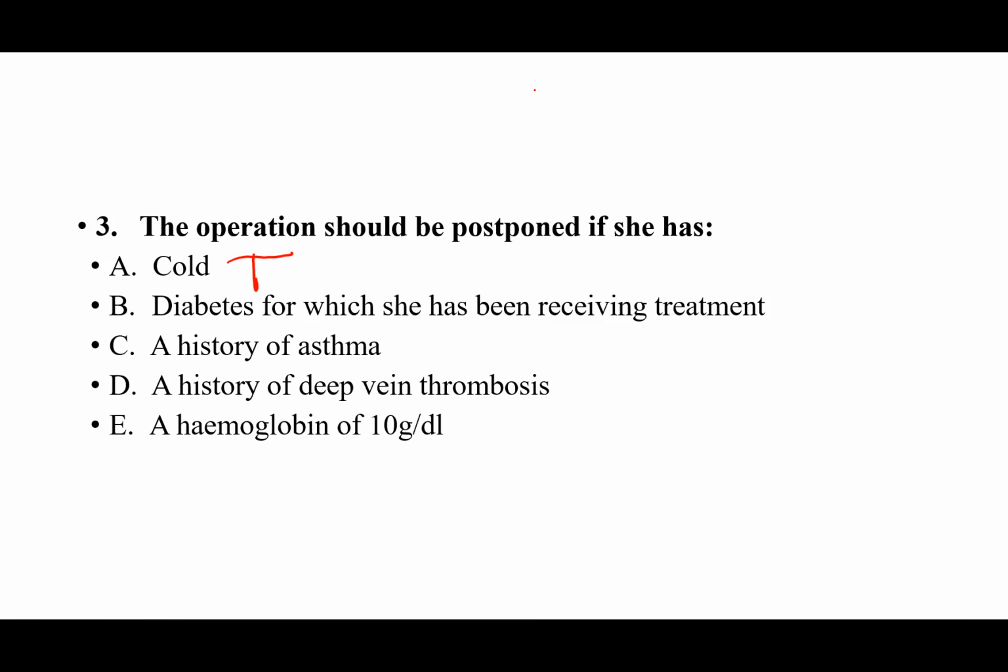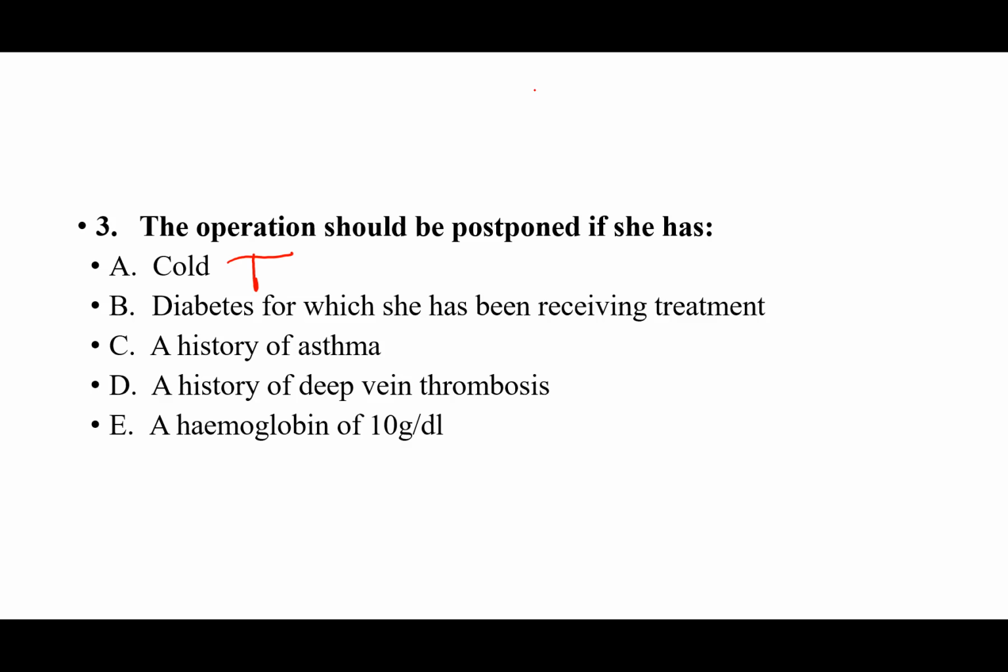So you don't want to do any case you can postpone. This is peptic ulcer disease, for God's sake, that you can give treatment. Except they come as an emergency, that is a different case. Okay. So A is true.